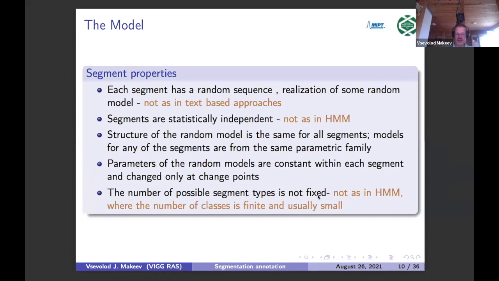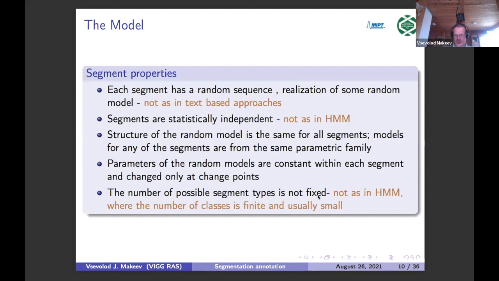The structure of the random model is the same for all segments. So the models are from the same parametric family, as I told, with the parameters of, for instance, Bernoulli. Parameters of the random models are persistent within each segment and changed only at change points. And the number of possible segment types is not fixed.